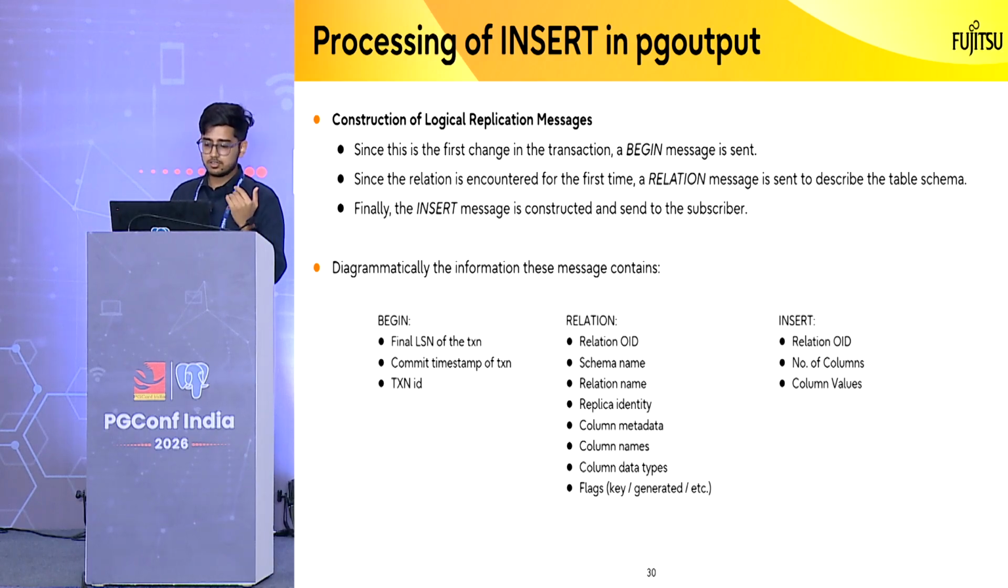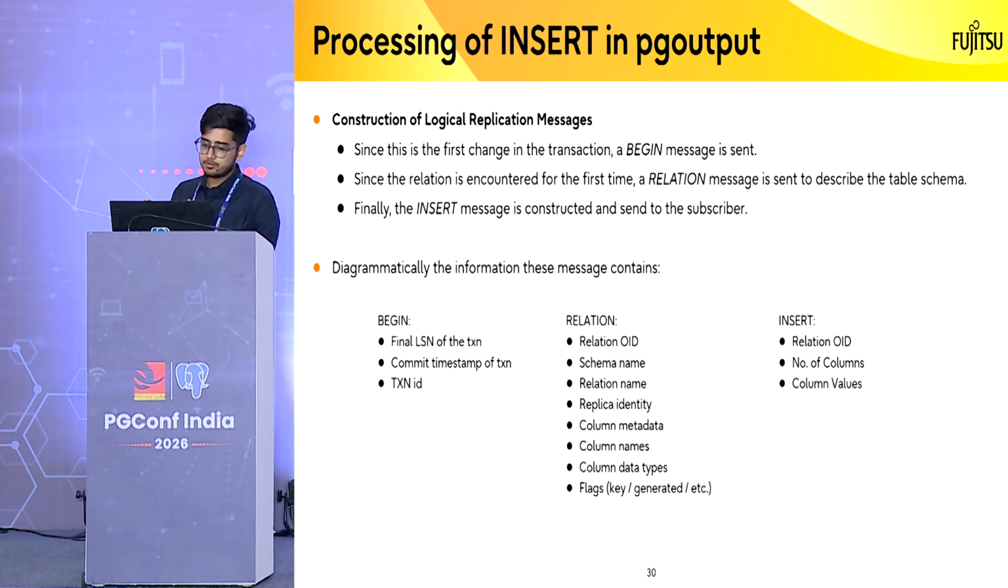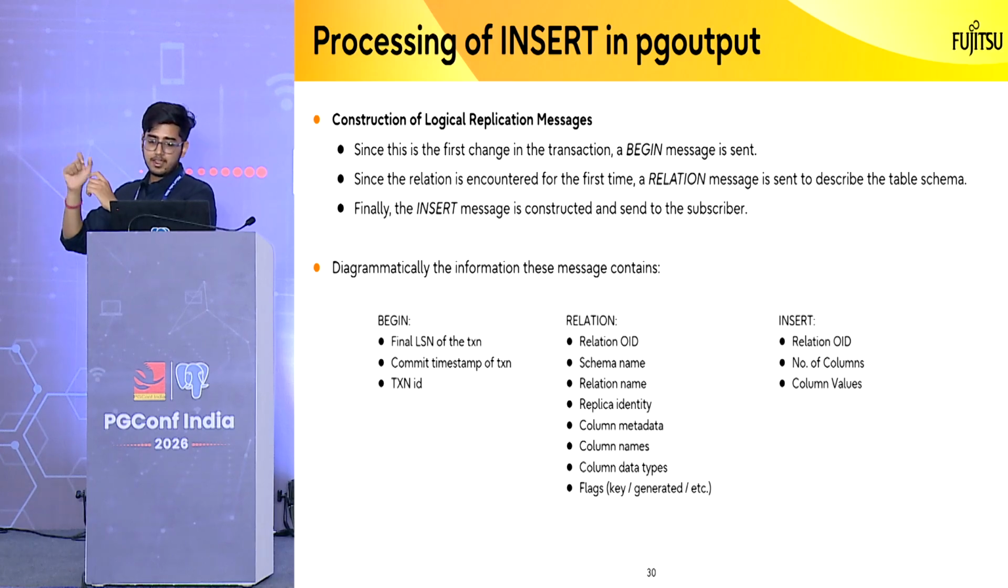For the relation message, we have the relation OID, schema name, relation name, replica identity, column metadata, column names, column data types, and flags for the columns, like which are primary keys and which are generated columns. Information related to replica identity is shared in this particular message. And for insert, we send the relation ID along with the number of columns and the column values for each of the columns.